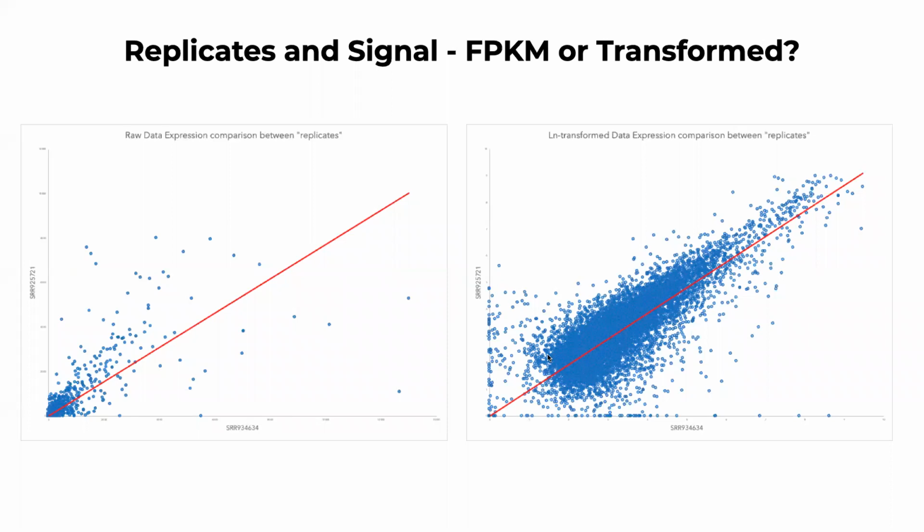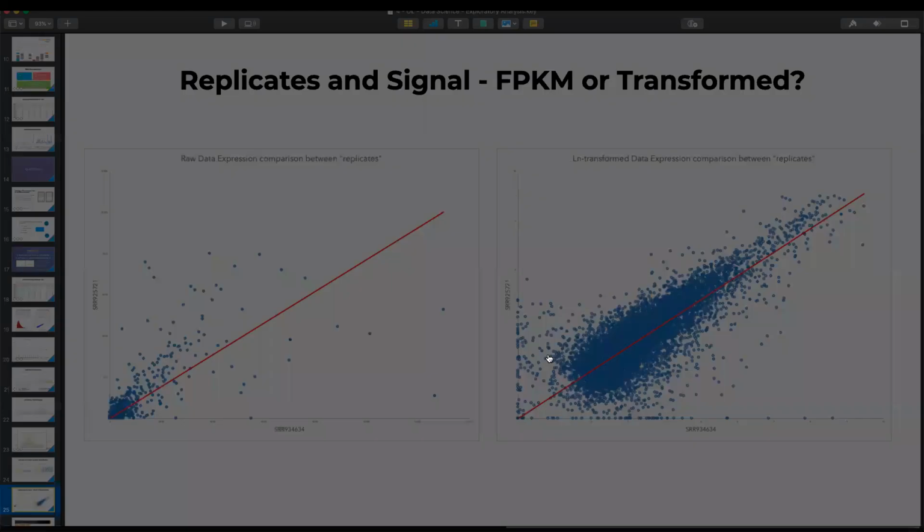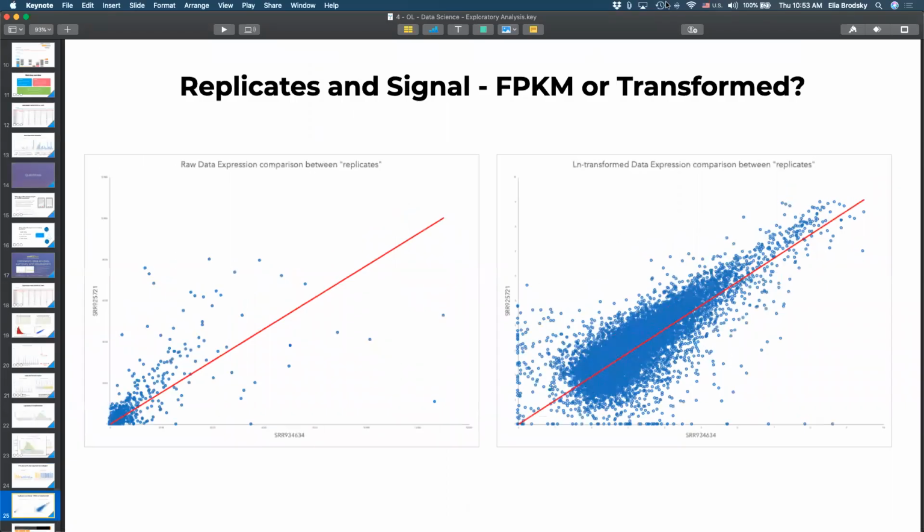Okay, so any questions about these aspects of data transformation and statistical summary before we start going into the code? Okay, if there are any questions, let me know. If not, let's go to code.